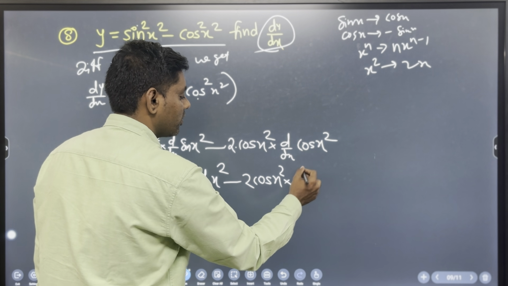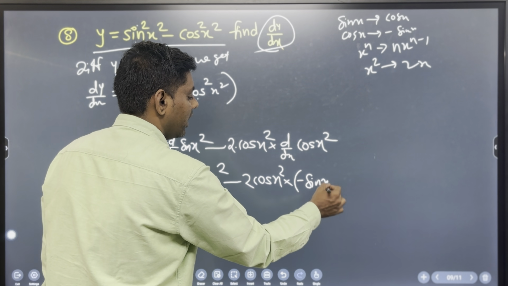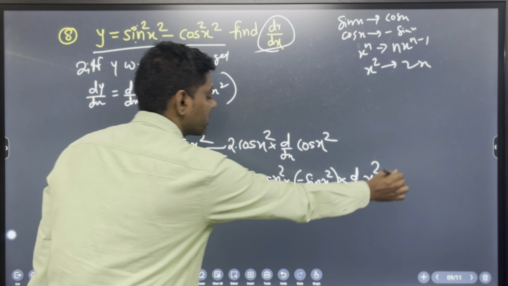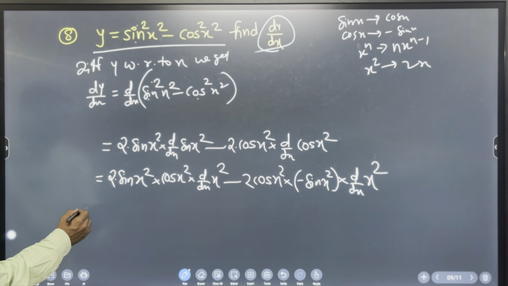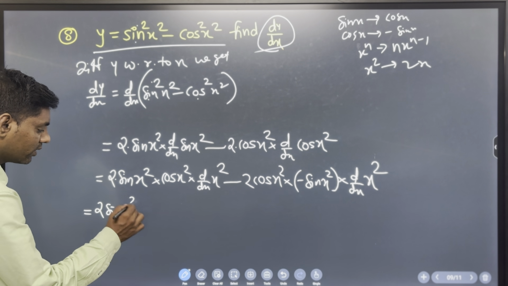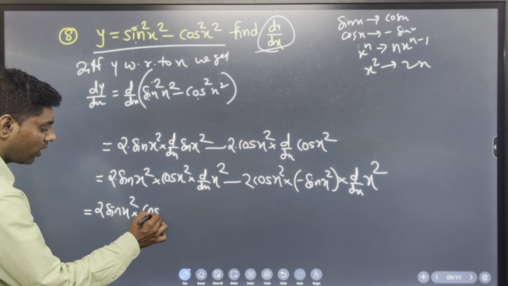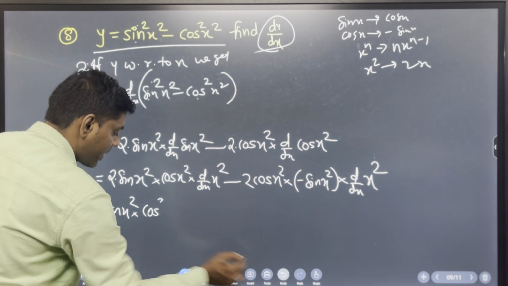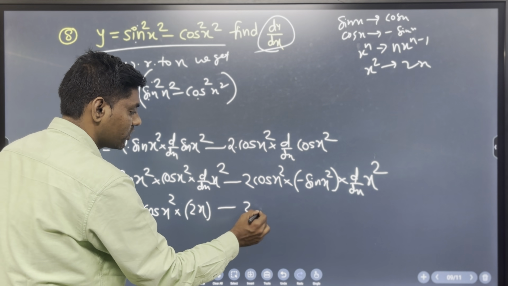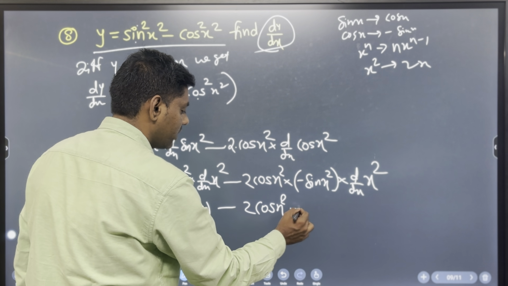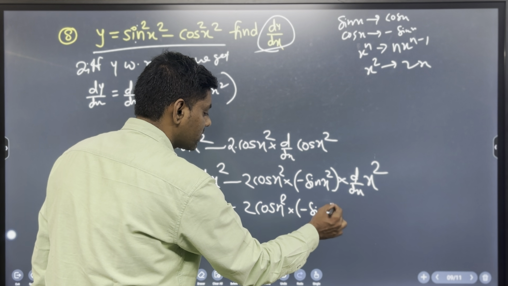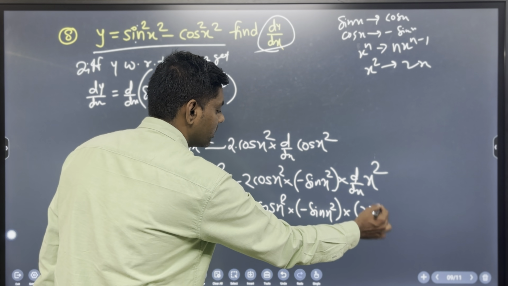x square into derivative of cos, that is minus sine x square, and again take the derivative of x square, and what is the derivative of x square? We know that it is 2 times x, so it becomes 2 into sine of x square into cos x square into 2x, the derivative of x square, minus 2 into cos x square into minus sine x square into 2x.